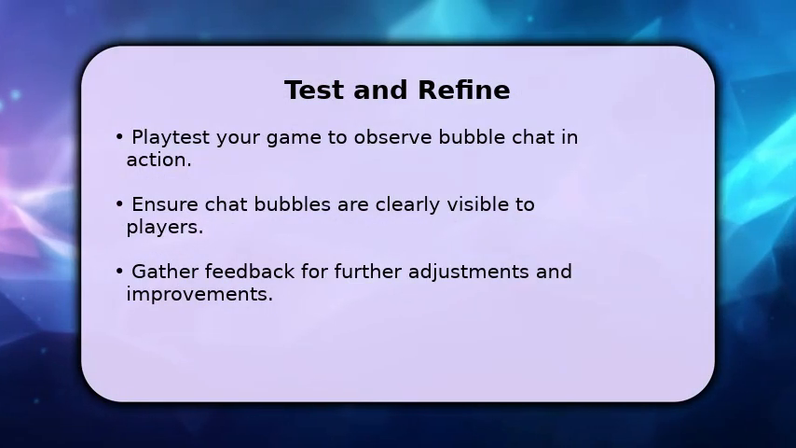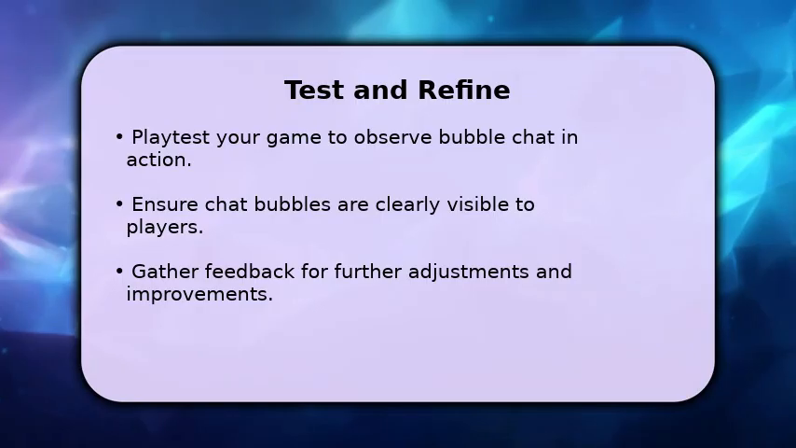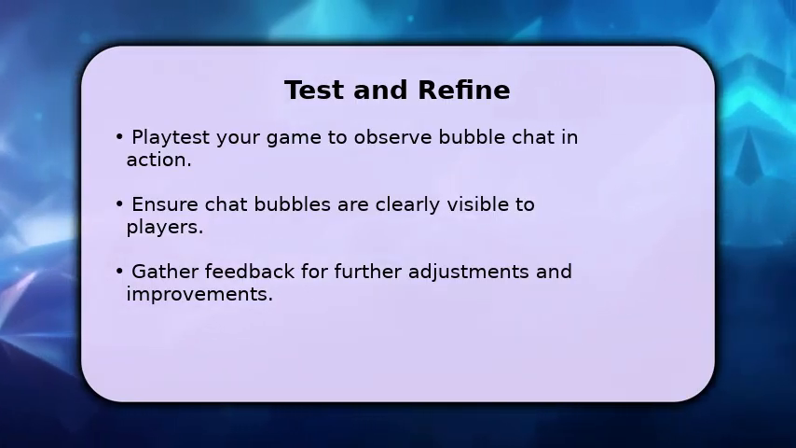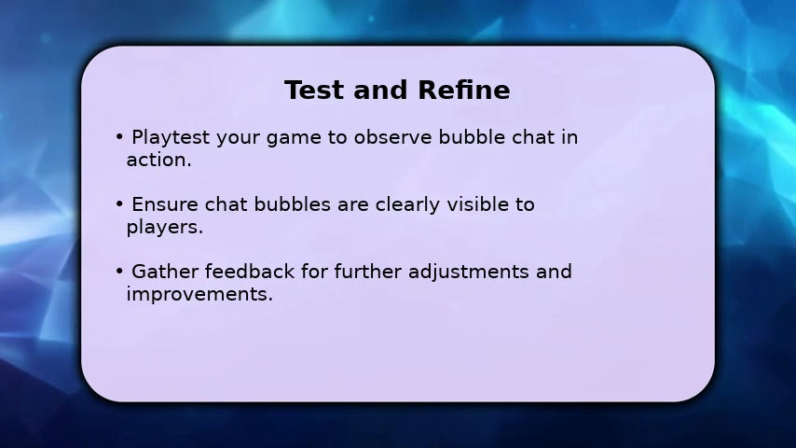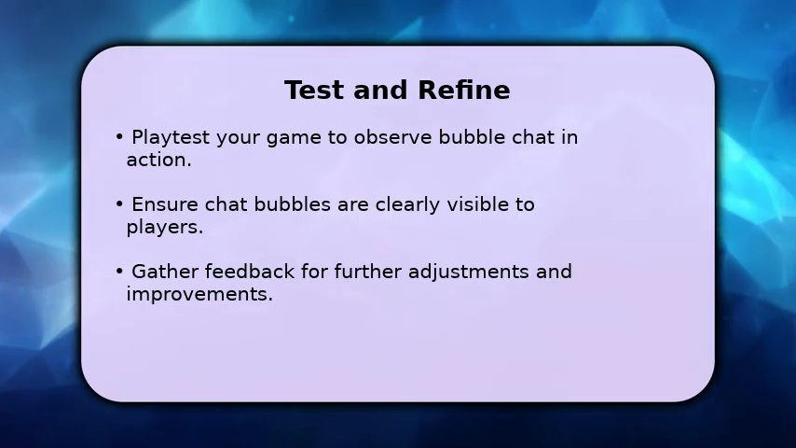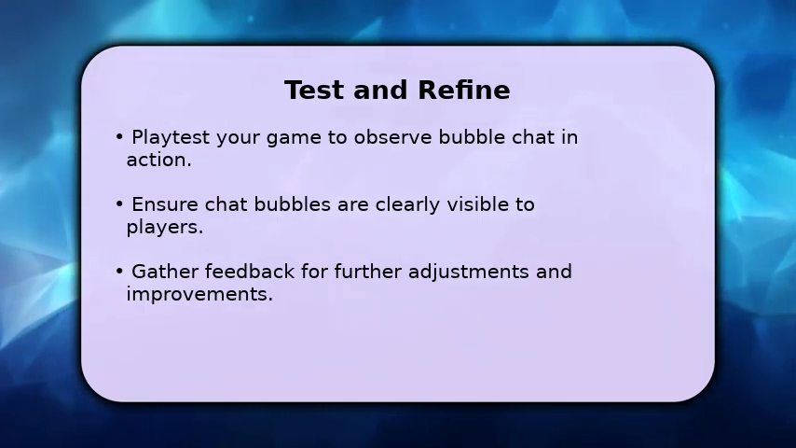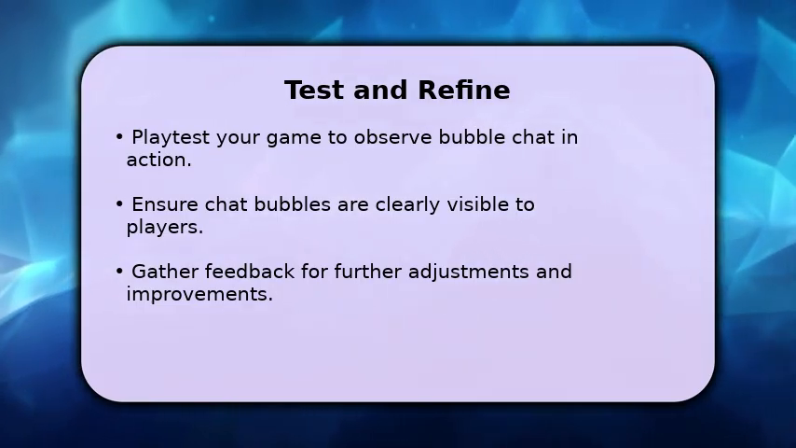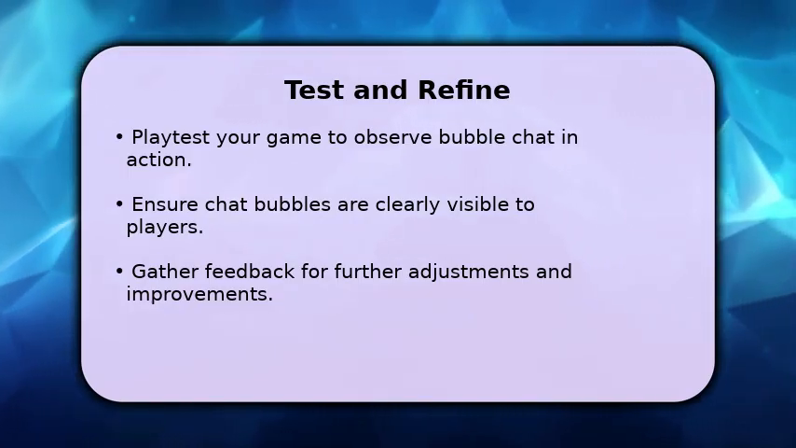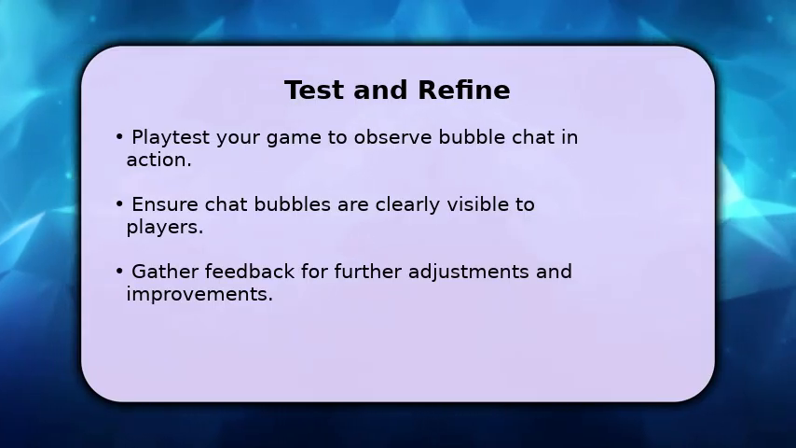After configuring your bubble chat, it is crucial to thoroughly test it. Click the Play button in Roblox Studio to simulate a game session. Type messages to verify that bubbles appear correctly, display your chosen colors, and disappear after the set duration. Observe from different distances and perspectives. Make any necessary adjustments to ensure a smooth and engaging chat experience for everyone in your game.